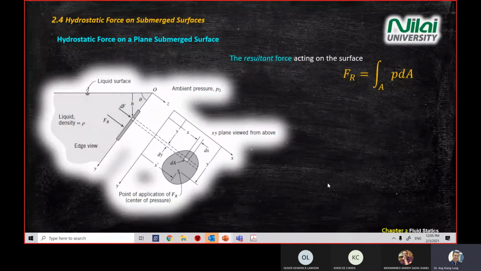Okay, now previously we were at hydrostatic force. Again, we have a plate that's submerged under water at a certain angle below the water surface. We already have some formulas to calculate FR, the resultant force acting on the plate here. We always need to recall the equation for pressure: pressure equals force divided by area. We rearrange the equation: force equals pressure times the area.